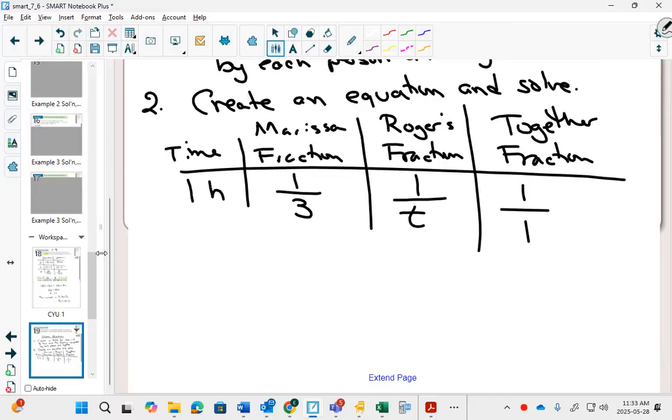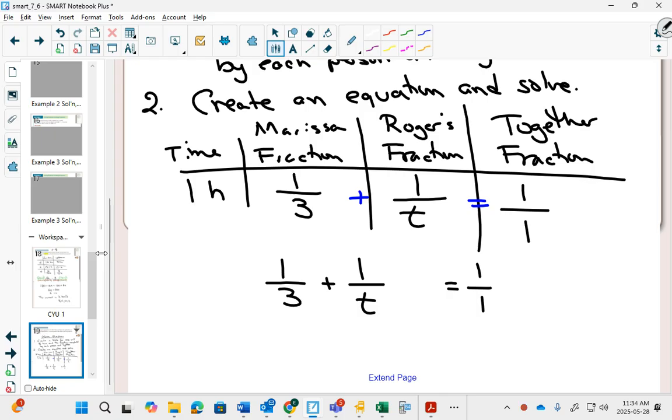How does this let us set up an equation? This will always happen, that this on their own plus this on their own has to equal what they can do together. Does that make sense? Your fraction on your own, plus the other person's fraction on their own, has to equal what they get together. That allows us to write, and I'm going to leave a space there.